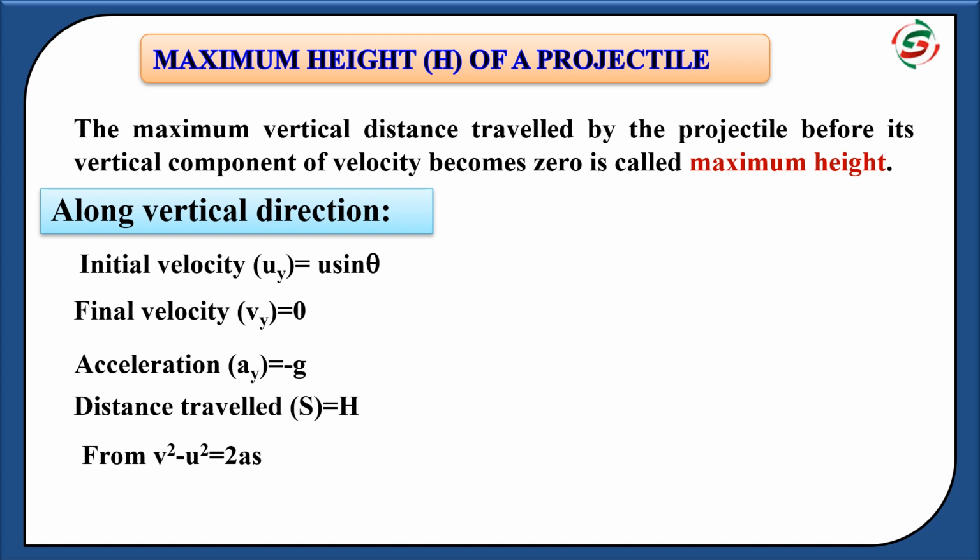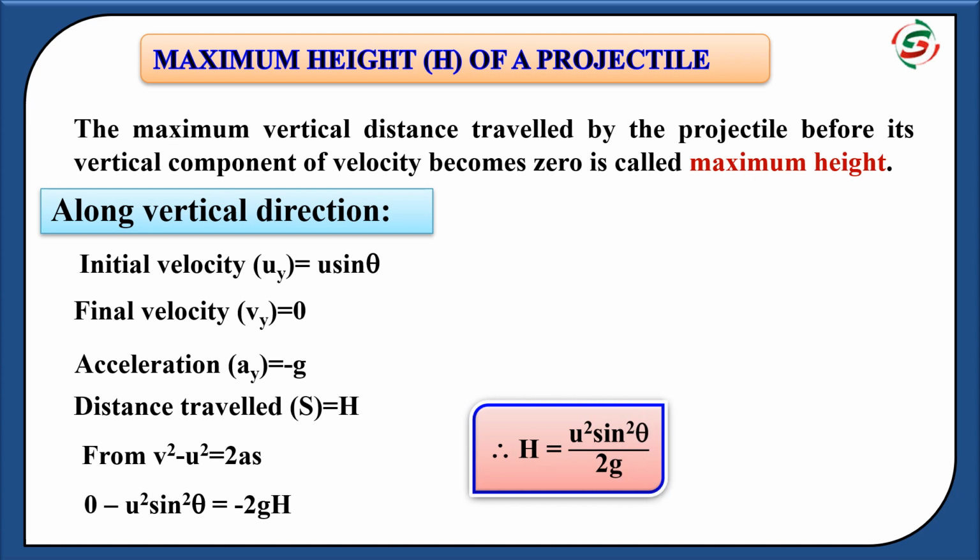From the equation v square minus u square is equal to 2as, you put the value of v as 0 because it has reached the maximum height. 0 minus u square sine square theta, replacing u by u sine theta, is equal to minus 2gh. H is the maximum height. So from here we get the value of h as u square sine square theta by 2g. This is the formula for this.